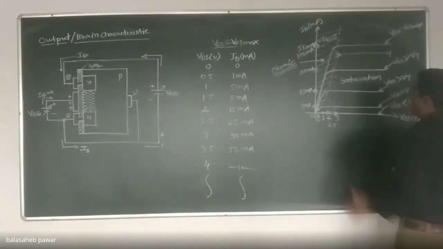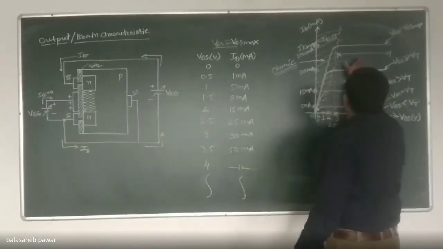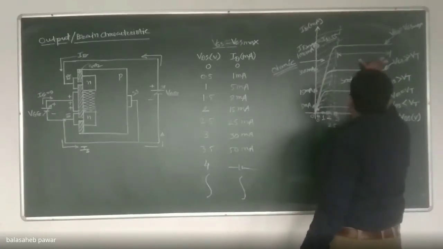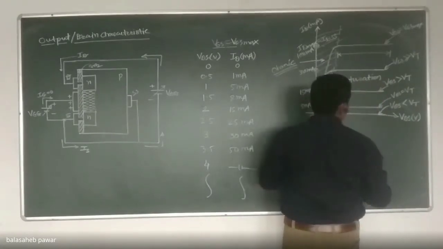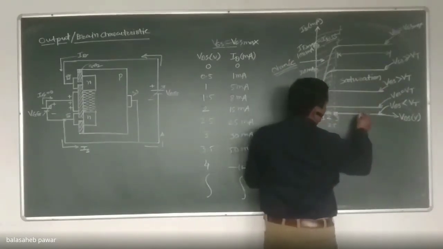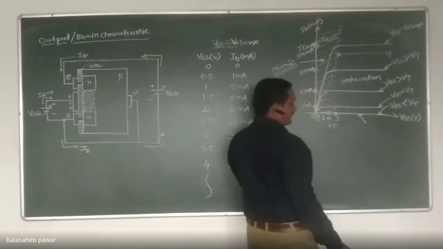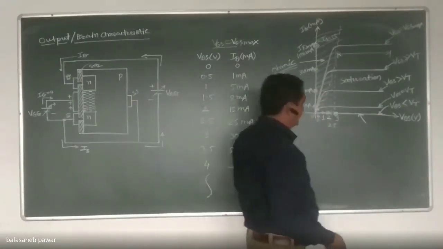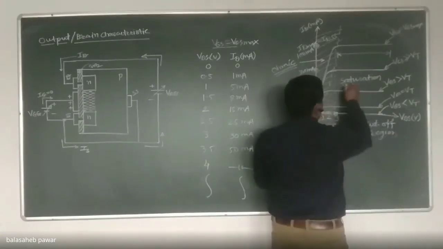See, the region where the output current remains constant is known as the saturation region. And the region where the current remains zero, whatever may be the value of output voltage, occurs when VGS is less than VT. This is known as the cutoff region. Is it clear? What is the saturation region, what is the cutoff region, and what is the ohmic region?